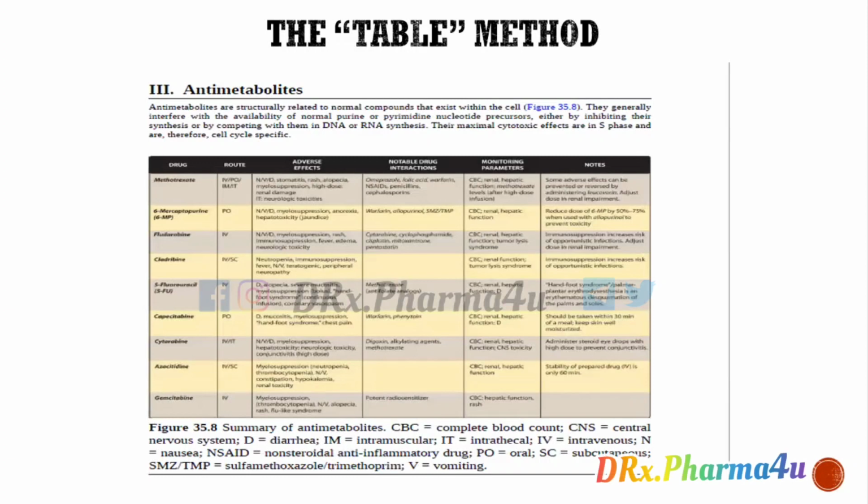So this is actually a screenshot from the Lippincott textbook. These are anti-metabolite agents, which are anti-cancer agents. Almost all of the anti-cancer agents have been summarized in this table: the route of administration, the adverse effects, the significant drug interactions, the monitoring parameters, and some important catch points. Although for every anti-cancer drug you will get so many details in various textbooks, here they have summarized it in a short table. So if you don't want to read the details too much, you can remember this or make your own table and study.